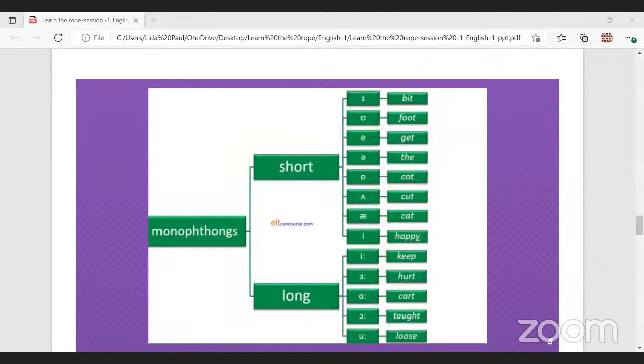Okay, so including that, you will have about 8, but we don't keep it. We'll just look at the first 7: E, U, A, O, and A. These are your short vowels. Then the long ones, like I already discussed with you: E as in keep, as in hurt, then A as in cut, then O as in taught, then U as in lose. Okay, all right.